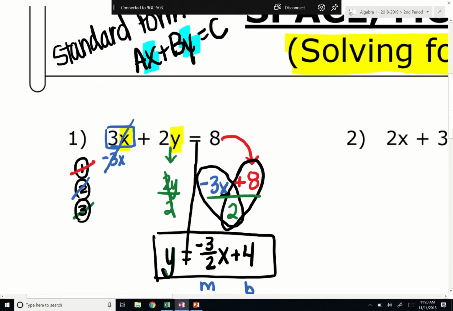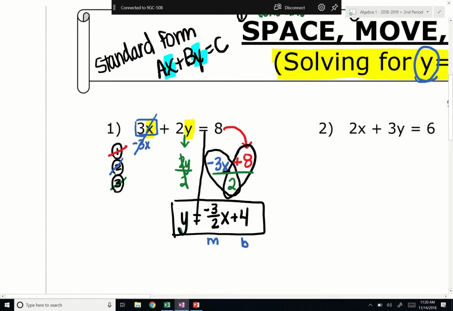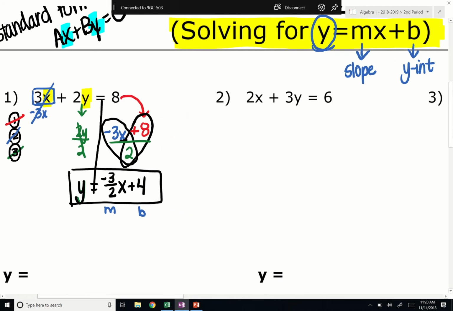Let's go to the original problem. What would be my a? 3. What's the opposite of positive 3? And what's b? What'd you tell me my slope was? Okay. So there's where your shortcut comes from. Pretty simple? Okay, let's look here.